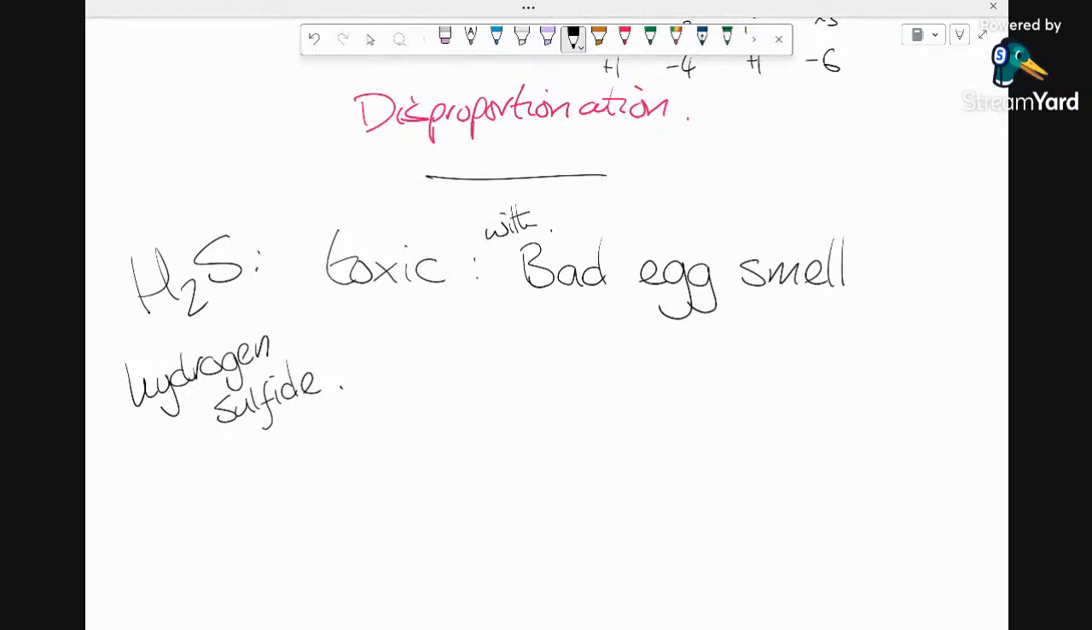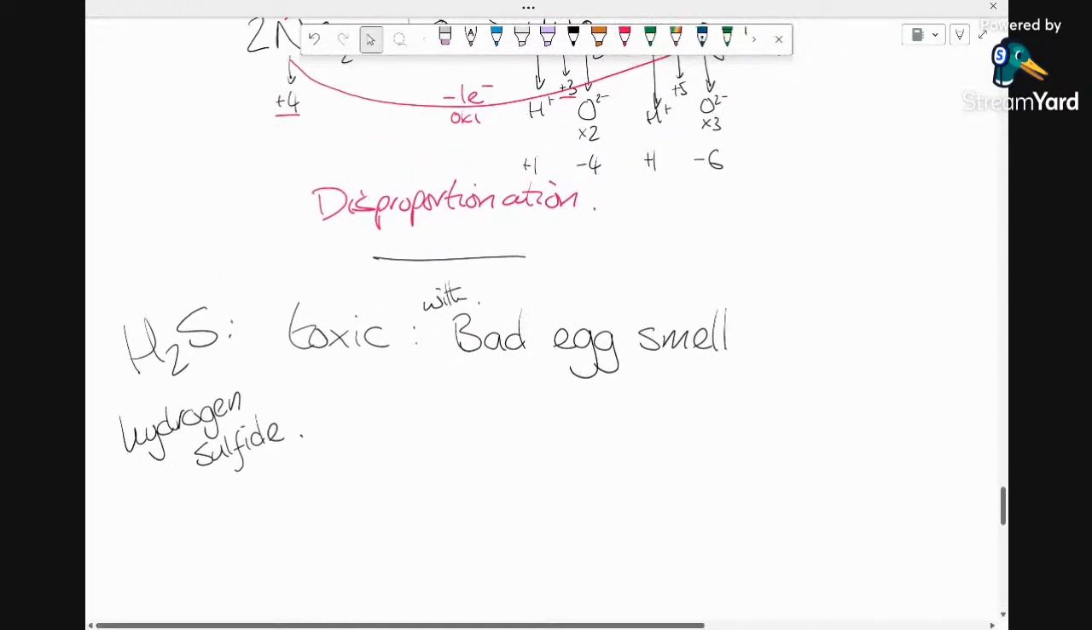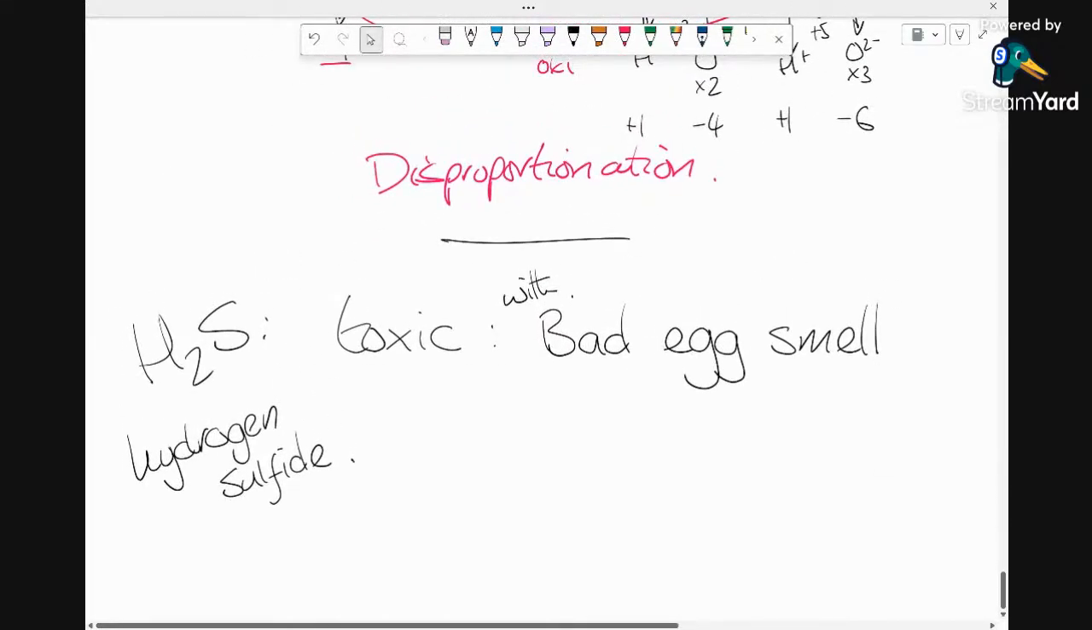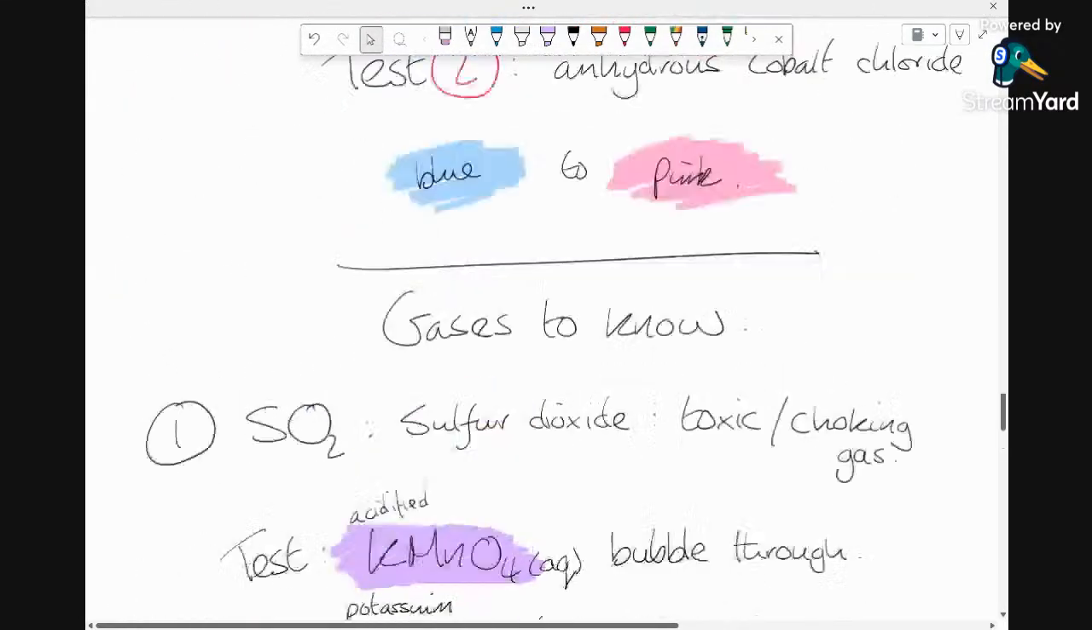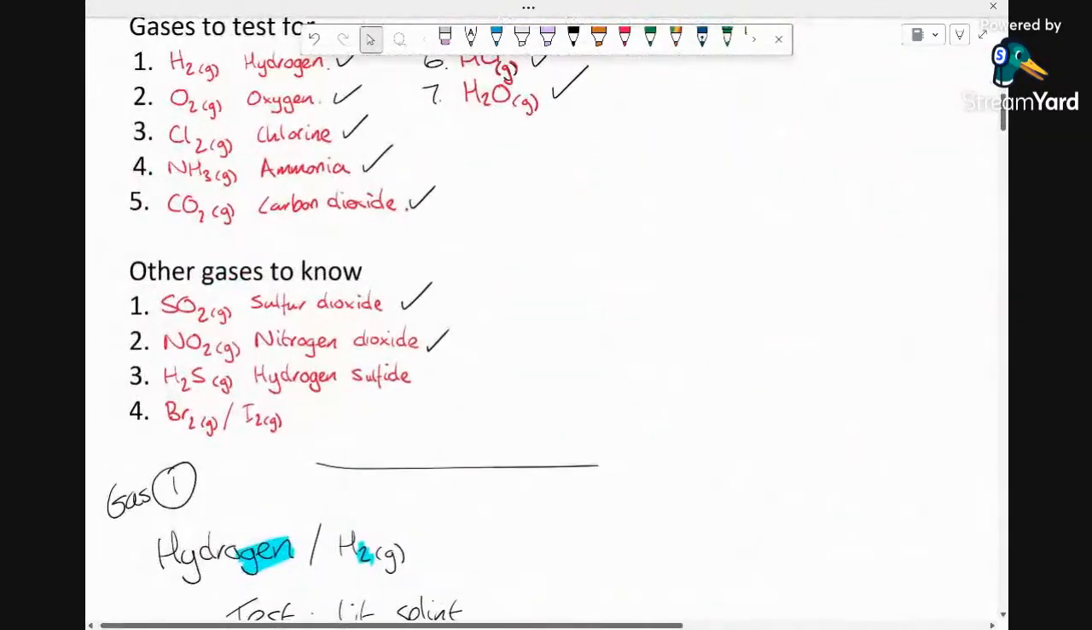And that's it. That's the test. No test for H2S except for the fact that you're gonna smell it. Really nasty. Really, really toxic, by the way. It's almost as toxic as cyanide. This stuff is lethal. Okay, we've got that. Nice, easy test for H2S.